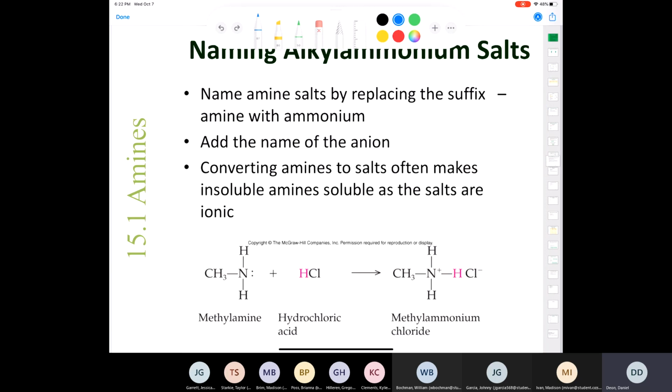You guys remember that ions dissolve in water, right? An amine, not necessarily. I mean, methylamine is a very small amine, so it probably is soluble in water, right? Because we set up the 6 carbons to be water soluble. But when you get into bigger amines that are not going to be water soluble, if you convert them into a salt, they will become water soluble. Why? Because salts made up of cations and anions are ionic, and they're going to interact with the water molecules, and it will solubilize them.